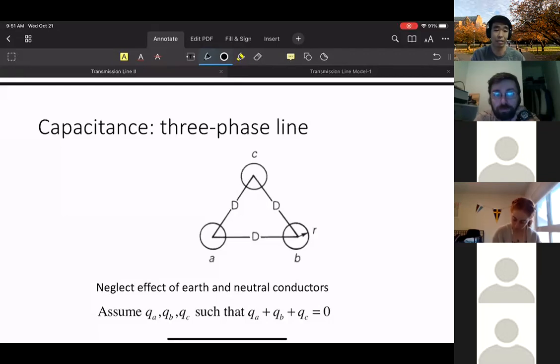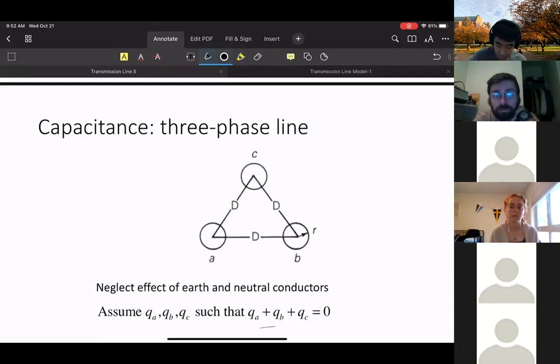I just ignore the actual Earth in there. The actual ground Earth also has some impact on this, but we'll ignore that. That's typically smaller than the impact of the lines on themselves. If there is a neutral conductor, we'll ignore that neutral conductor, because we're going to assume that neutral conductor carries zero charge.